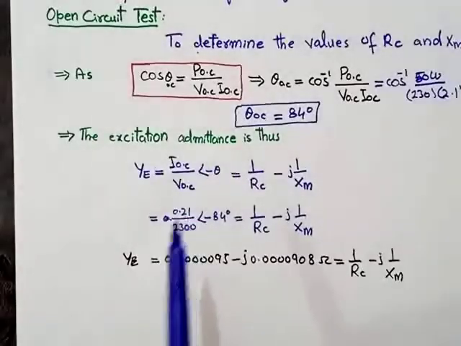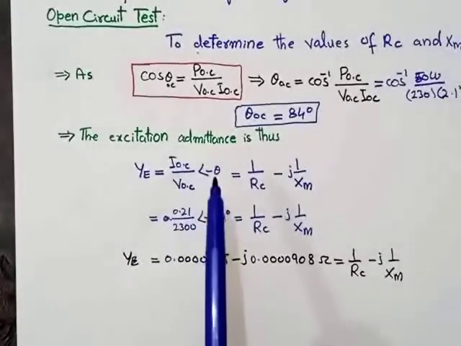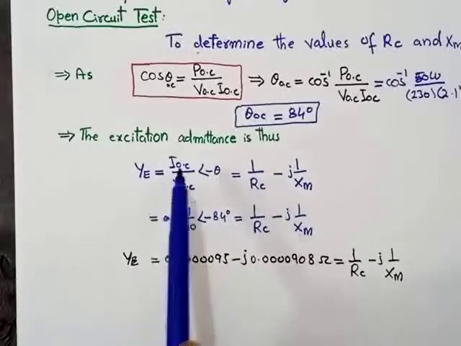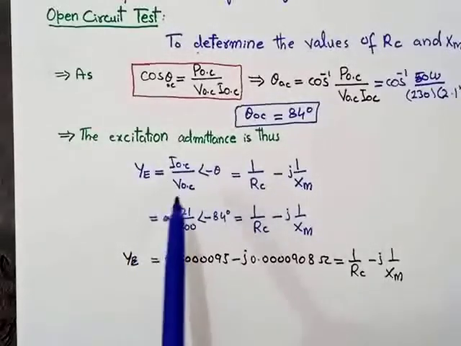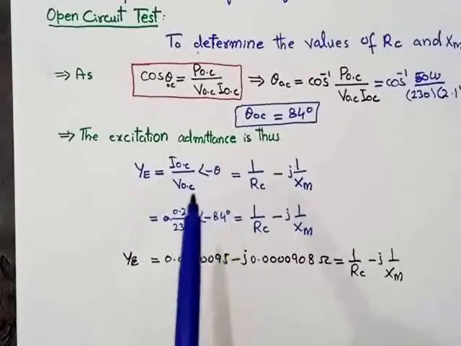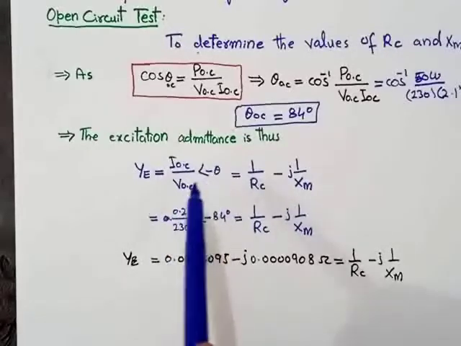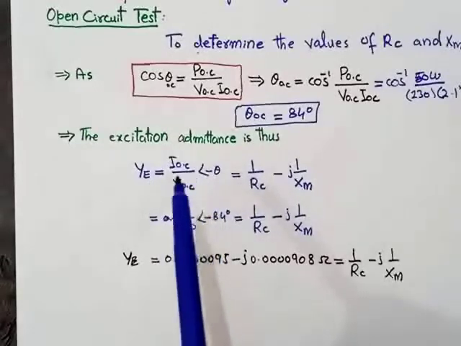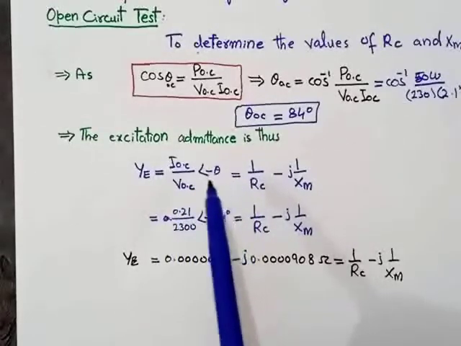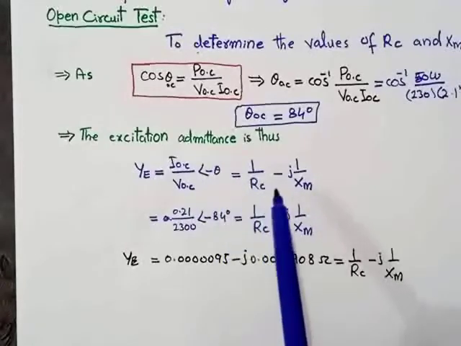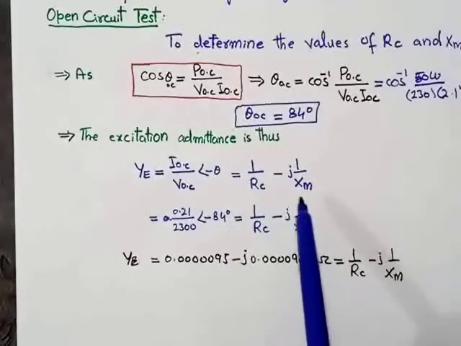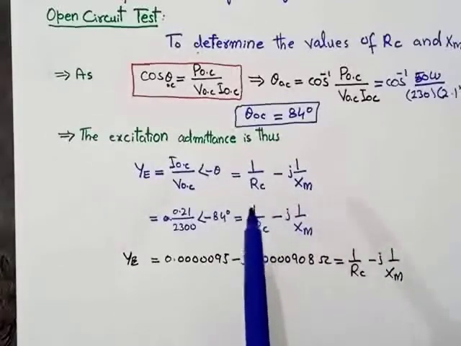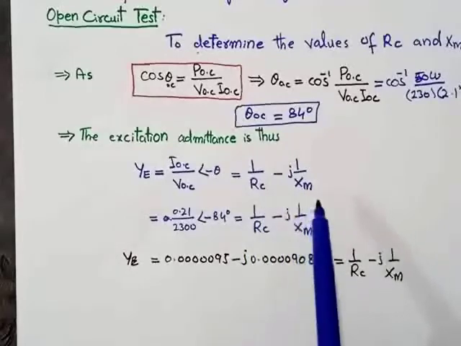So now we will find the excitation admittance. As we know, admittance is basically equal to open circuit current divided by the open circuit voltage, angle of minus theta, because in case of transformer the current lags the voltage. When the current lags, the angle of the current will be negative. Admittance is also equal to 1 over RC minus J 1 over XM. So our main objective by performing the open circuit test is to calculate the values of RC and XM.